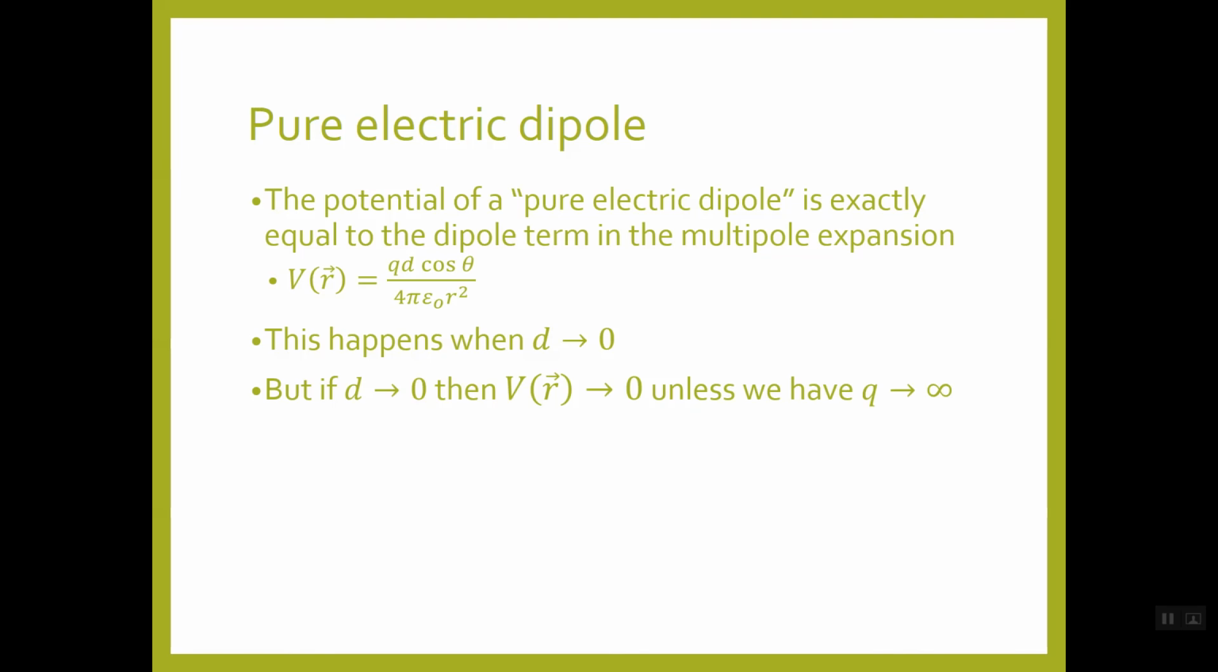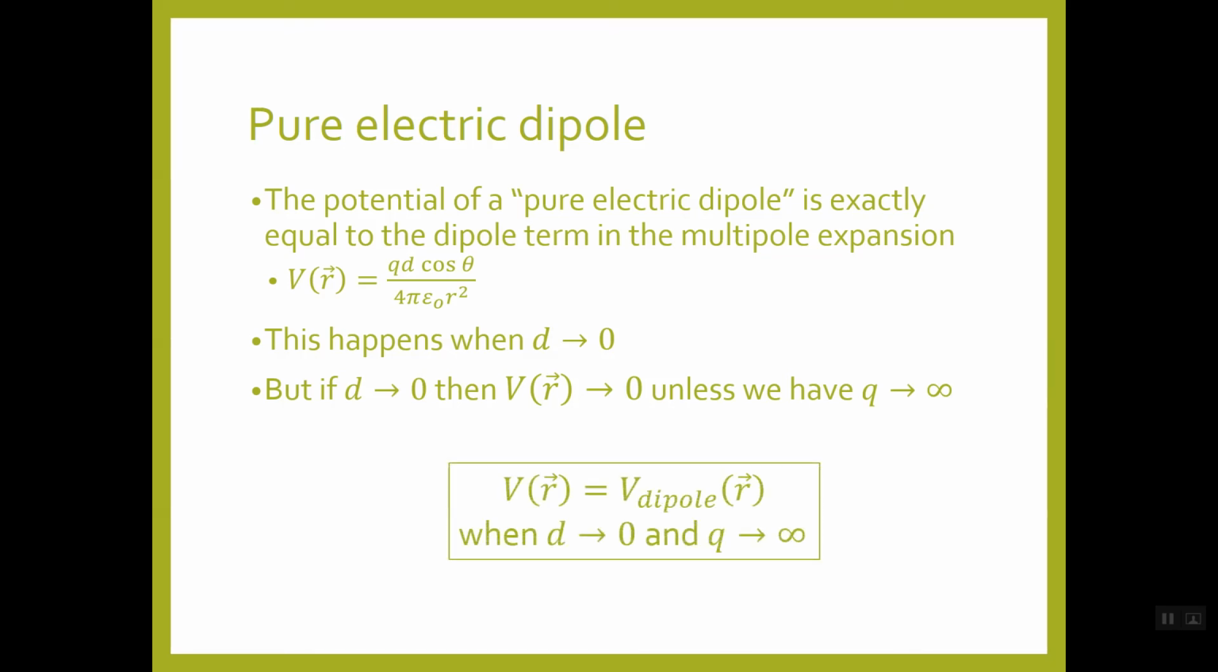But if the distance between the charges goes to 0, then your potential goes to 0 unless you take the charges in the dipole to go to infinity. So we found if d goes to 0 and q goes to infinity, then your electric potential is exactly equal to the dipole term in the multipole expansion.